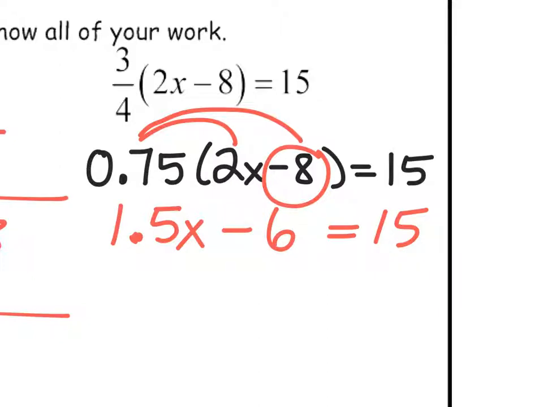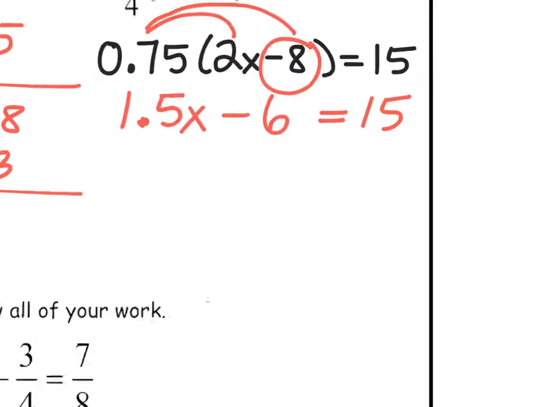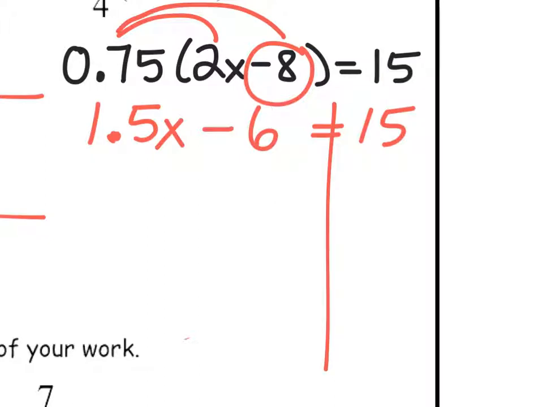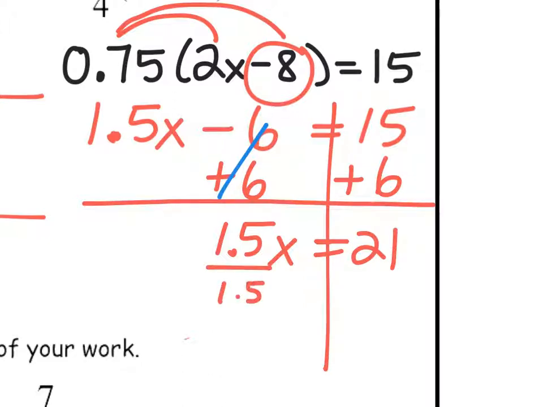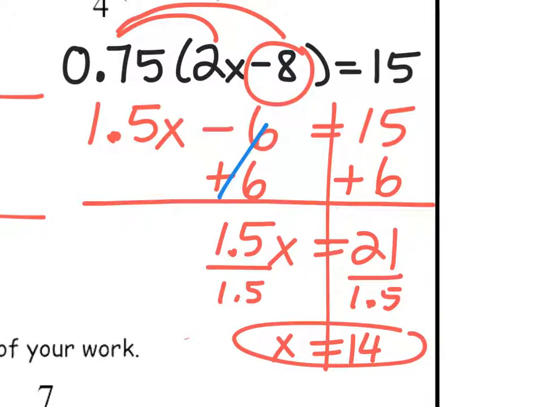This is just a two-step equation. 1.5 is being multiplied, 6 is being subtracted, so undo it with reverse order of operations. I'm going to draw my balancing line. I have subtracting 6, so I add 6 to both sides. 1.5x is equal to 21 then, and then I divide by 1.5. 21 divided by 1.5 is 14.